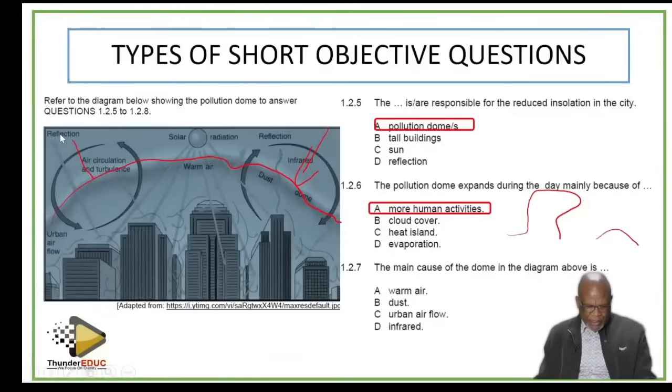Now we're looking at reflection, air circulation, ebb and flow, solar radiation, infrared, and dust. So the main cause of the dome. What is causing pollution? Pollution dome, remember, we're talking about polluted air in the city. So of all these answers, which one creates pollution here? So the answer becomes dust. That's the main cause of pollution here. The dust is the one that is causing pollution here.